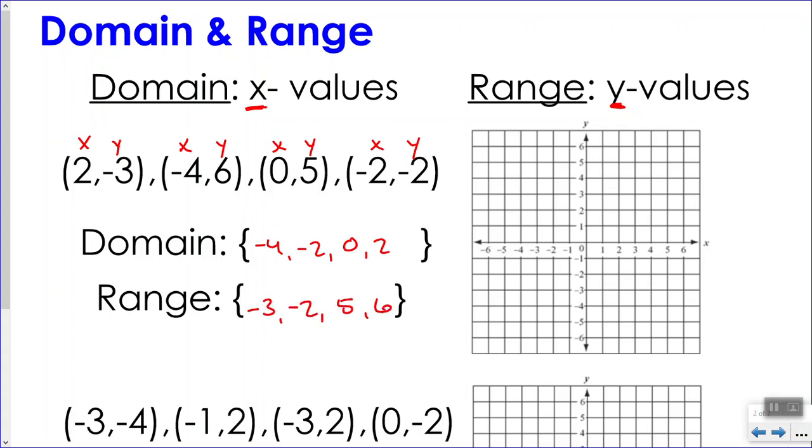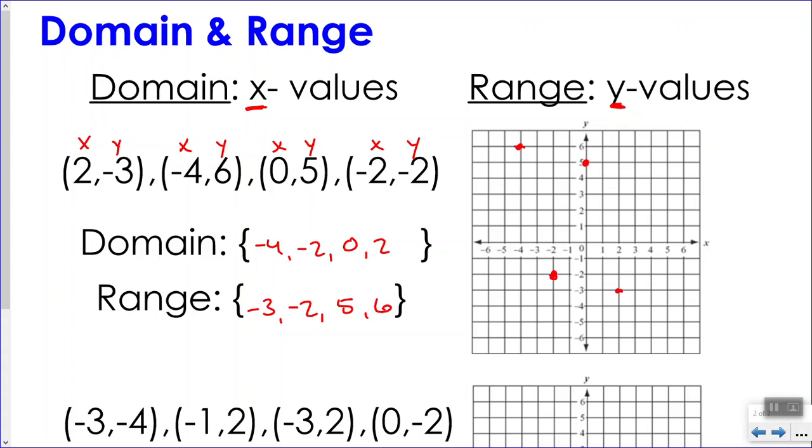And now we want to graph those on the coordinate plane. So we just plot each point. We have 2, -3. We have -4, 6, 0, 5, and -2, -2. And notice how my domain and range are both just individual numbers. There's no inequality here, there's no range of values. That's because we can only use the numbers from the ordered pairs we were given.